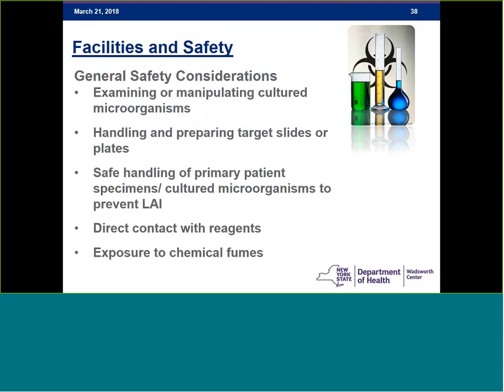When using MALDI-TOF for identifying microorganisms recovered from patient specimens, general safety considerations include the potential for chemical and biological exposures. Some of these considerations include examining or manipulating cultured microorganisms, handling prepared target slides before or after MALDI-TOF-MS analysis, safe handling of primary patient specimens to prevent laboratory-acquired infections, and direct contact with reagents used to prepare samples for analysis, including matrices and compounds used for microorganism inactivation or extraction, as well as the exposure to chemical fumes created during stock solution preparation, target slide cleaning procedures, or inactivation and extraction procedures.